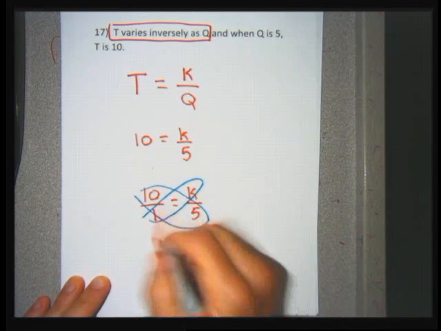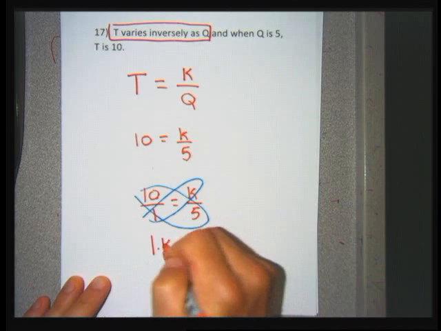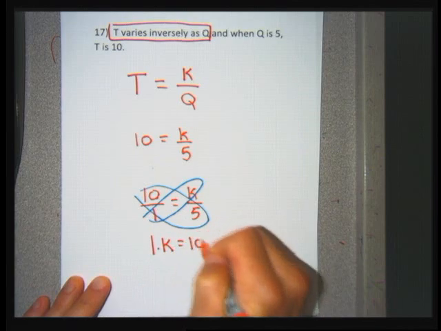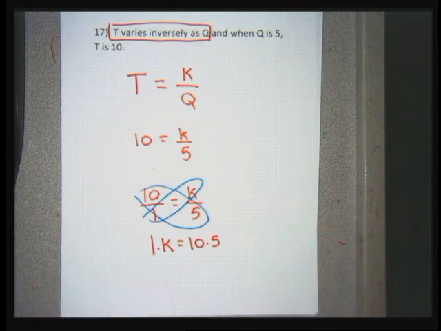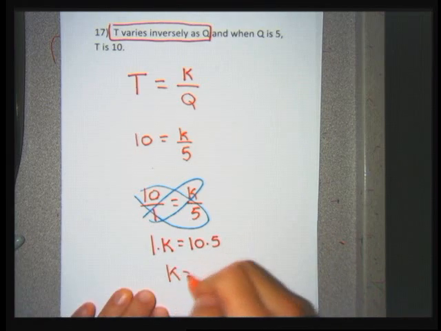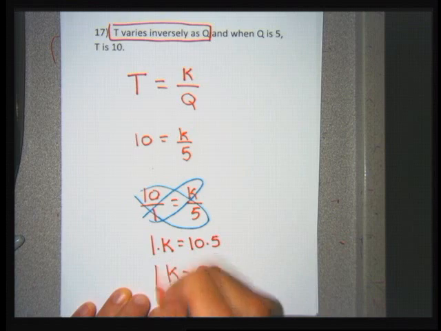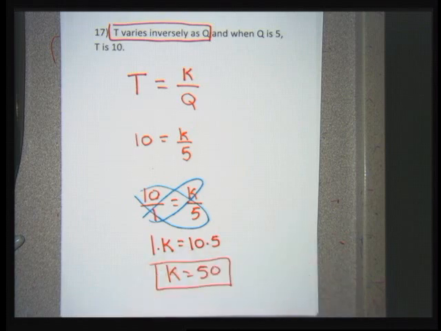When I cross-multiply up, I get 1 times k. When I cross-multiply down, I get 10 times 5. For 1 times k, I'm just going to write k. For 10 times 5, I'm going to write 50. So the answer that I'd want for problem 17 is just the number 50.